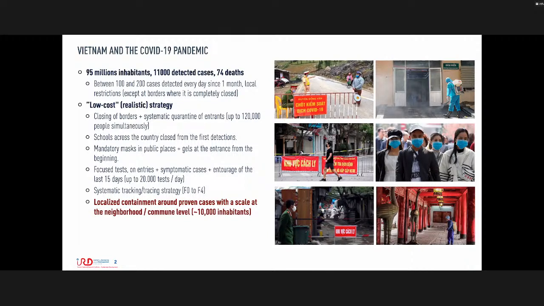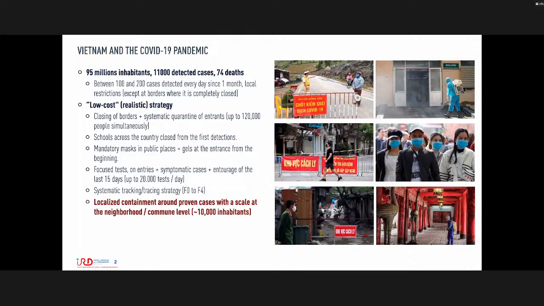The schools were closed immediately as soon as the first detection of cases were made. Mandatory masks in public places, gels at the entrance from the beginning, the first days, very focused tests on entries, but also around the clusters. So you have a very local systematic tracking and tracing strategy, which goes up to naming the person in the newspapers, okay? So that if you have been in contact with these people, you know where you are in the transmission lines.